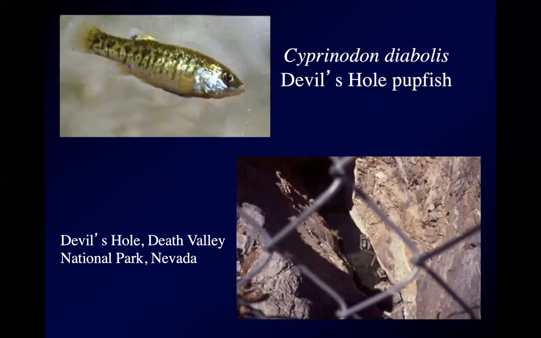So this fish and that fish cannot interbreed. There's some other more subtle physical differences between them, and we call this one Cyprinodon diabolus, the Devil's Hole pupfish.